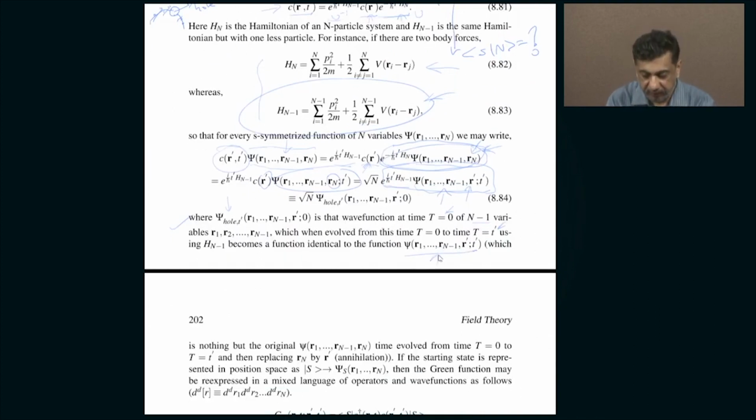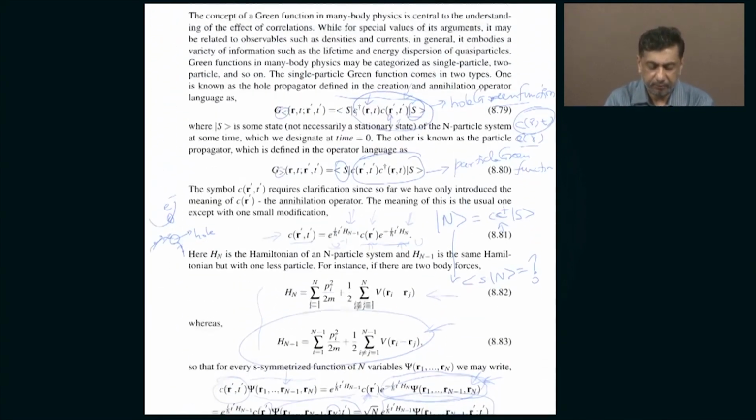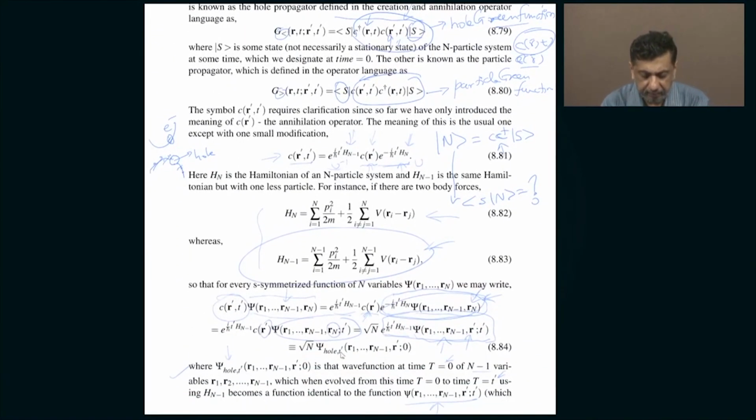And what is this function? This is basically the original function evolved from t equal to 0 up to t equal to t dash, and then replace the last one by r dash. So, basically that is what it is. I am making a big fuss about something that is rather simple to understand if you just think a little bit. I am just trying to verbalize these equations, which is not always a good idea, but this is what it is.